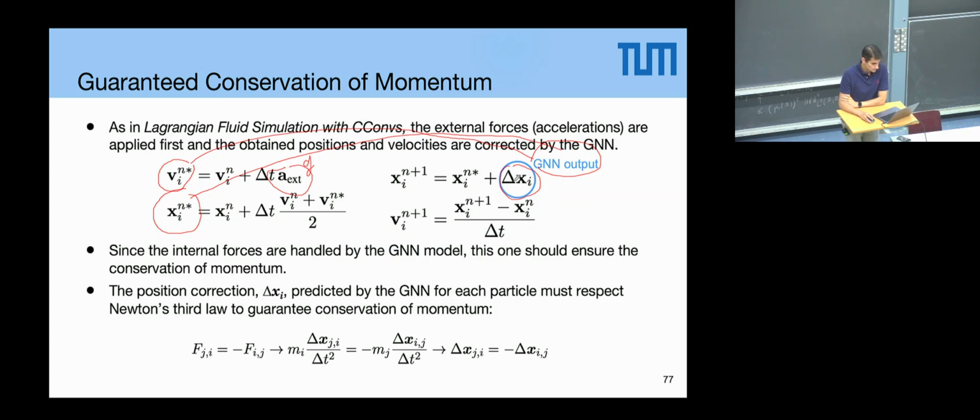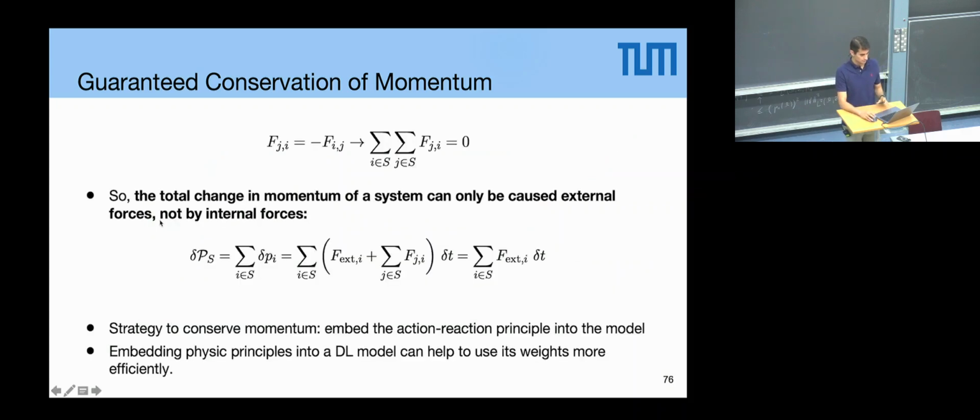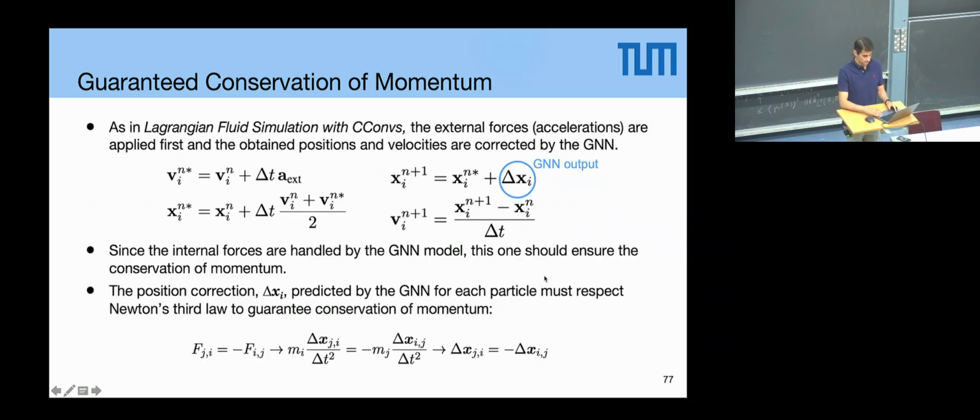And so this part here is only taking into account external forces. External forces can change the linear momentum based on what we have seen here. It is the internal forces, the ones modeled by the graph neural network, that shouldn't change the linear momentum, and so the graph neural network must ensure that we are respecting the action-reaction principle. Okay, how to do so?